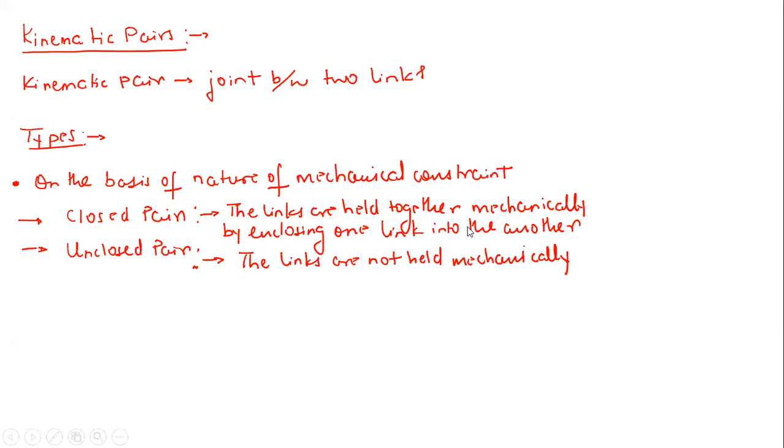So the simple distinction between a closed and unclosed pair is that in one the links are held together mechanically. That means you are using the shape of links, so one link is going to be contained inside another link. Now in an unclosed pair the links are not held mechanically. So there must be some external force to hold them, or to bring these two links into contact with each other.